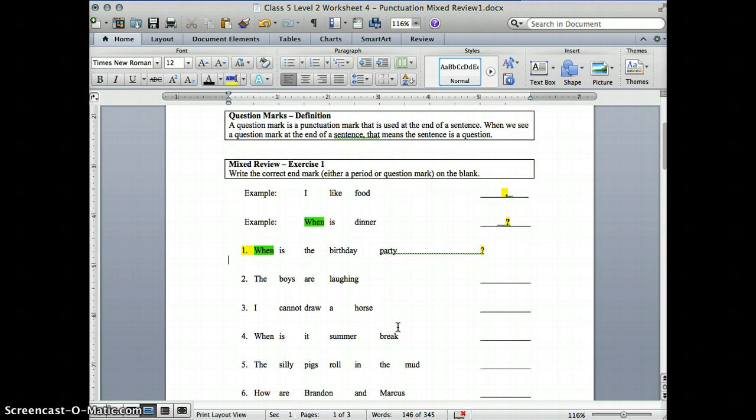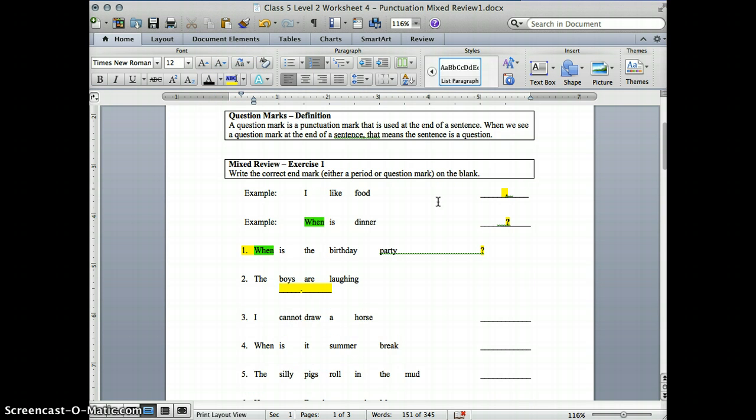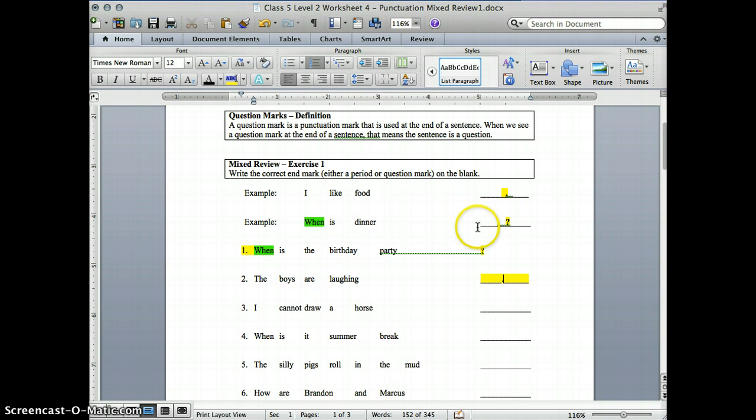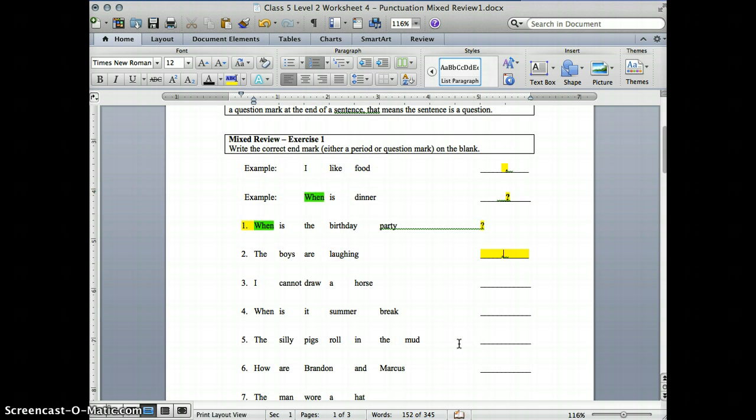Okay, let's try number two. The boys are laughing. So is this a question or does this state a fact? Good. It's stating a fact that the boys are laughing right now. It's not asking whether they're laughing. It's stating a fact. Oops. Okay. Now number three. I cannot draw a horse. Again, is this asking a question or stating a fact?